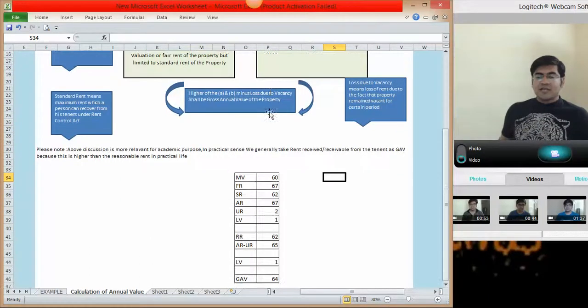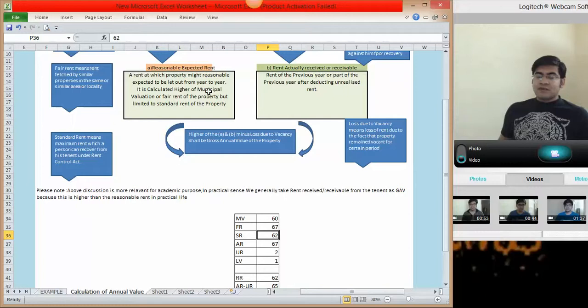Let us have one example which will make this concept very clear. First, municipal valuation, let's say it is 60, fair rent is 67, and standard rent is 62. So the higher of MV and FR is 67, but limited to 62. So our reasonable expected rent is 62.